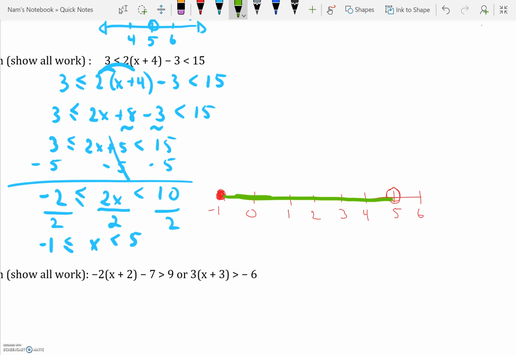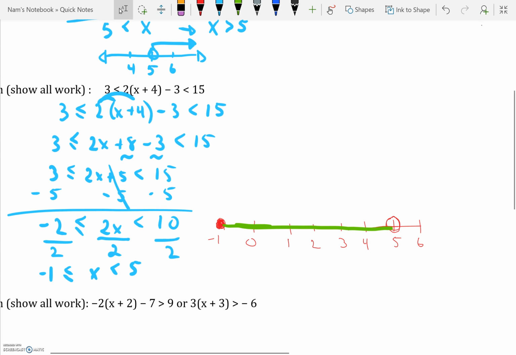So that's why this is called a conjunction, because everything in between negative 1 and 5 is part of my solution set. And we can actually check our work. Since 0 is part of my solution set, I'm going to check with 0. So I'm going to rewrite it.